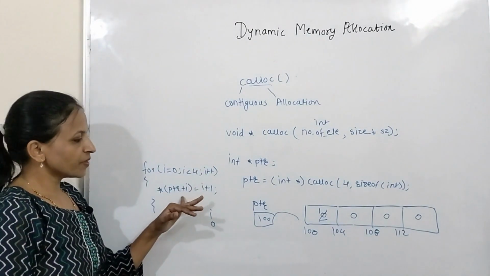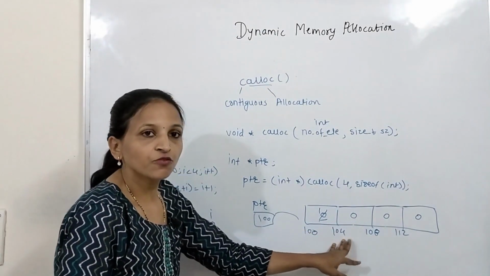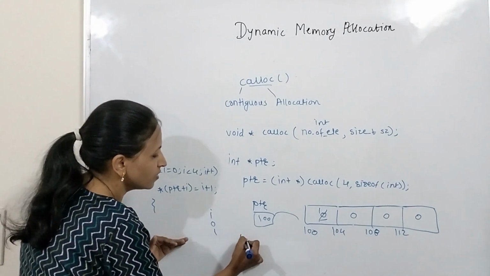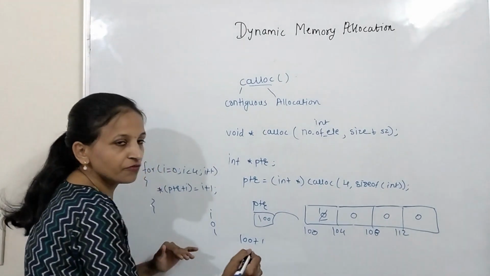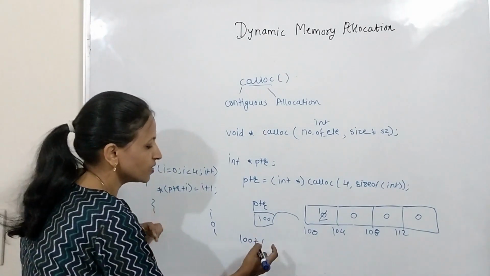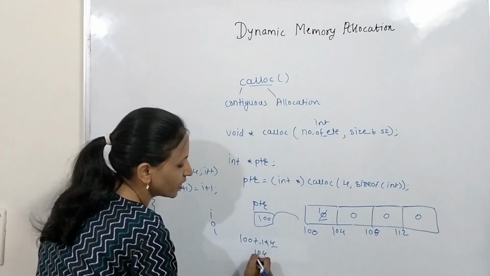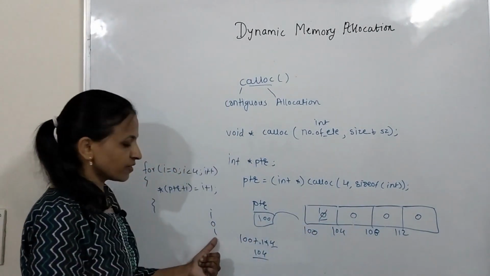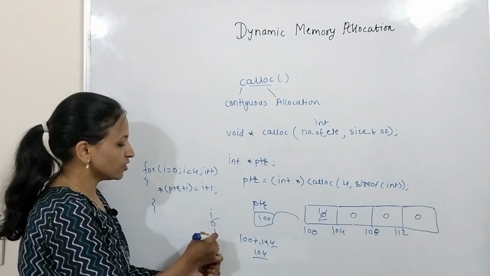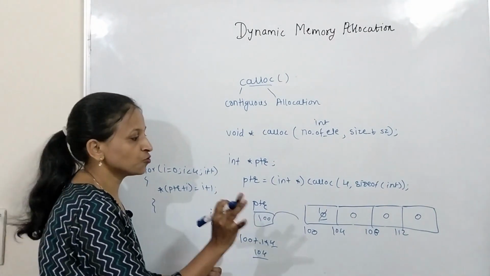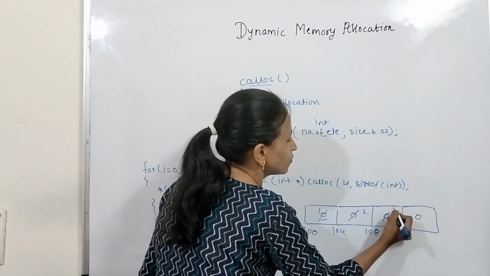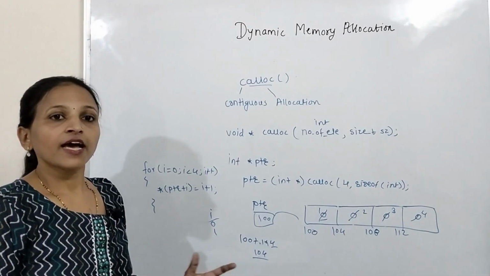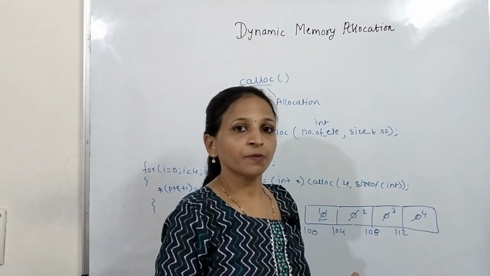In the same way, star of ptr plus 1: ptr plus 1 will give you 104, because it is 100 plus 1 into the size of integer, which is 4, that is 100 plus 4, giving 104. At that address, star means whatever value at that address is equal to i plus 1. i is now 1, so it will store 1 plus 1, that is 2 here. Getting? In this way it will store 3 here and 4 here. This is how to use the calloc function for allocating space dynamically.